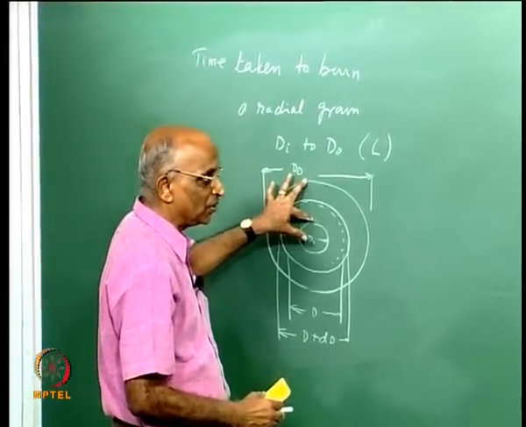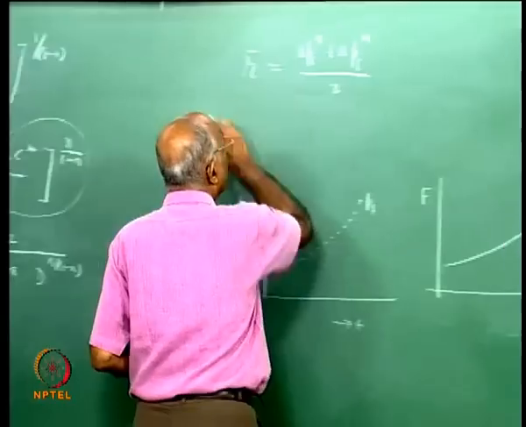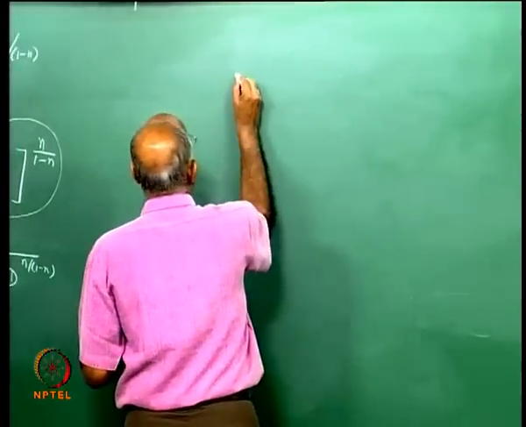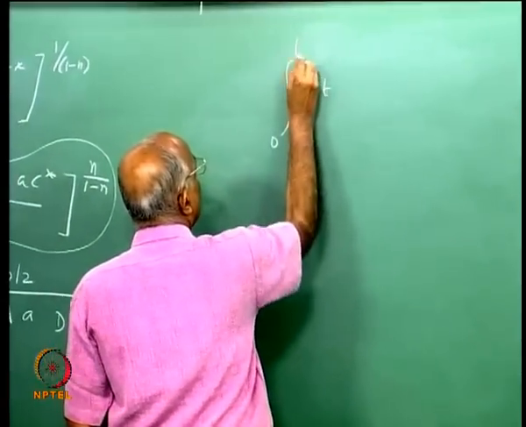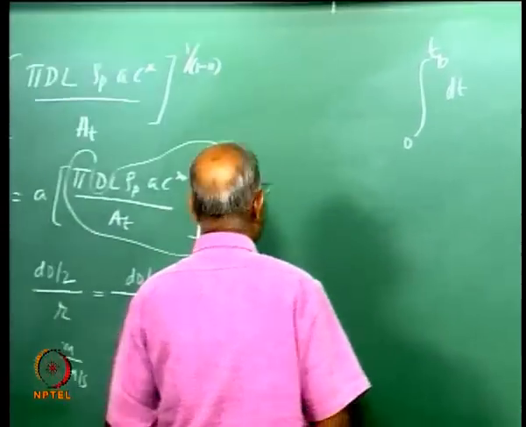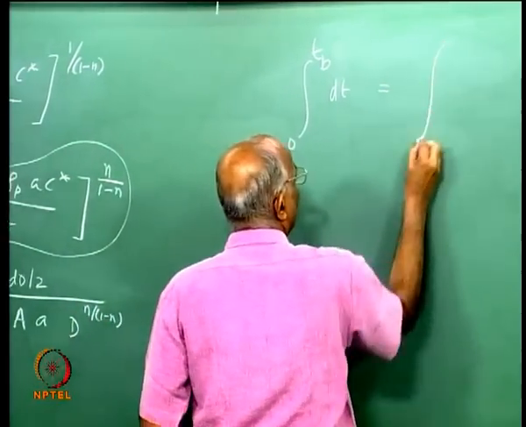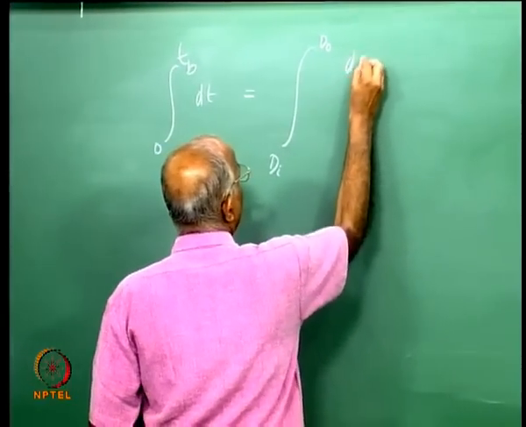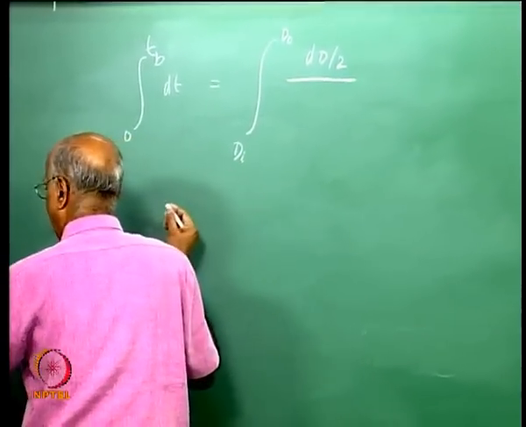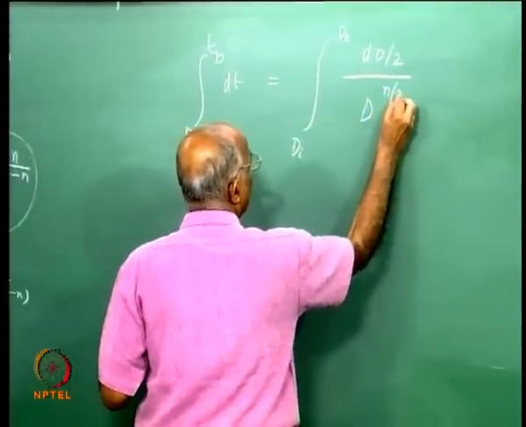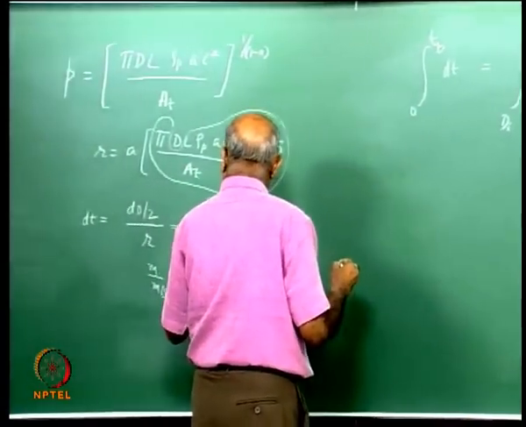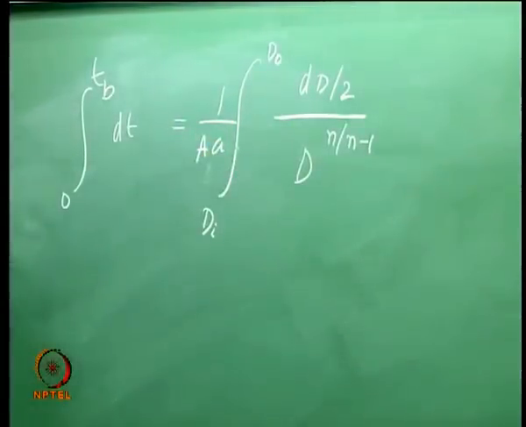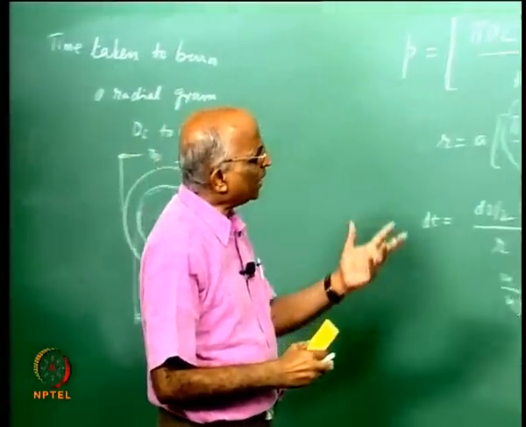Let us say the time taken to burn is tb, where small b denotes the burn time. Therefore, dt goes from the start to the end, which is the burn time. This must be equal to the integral as it goes from the initial diameter to the outer diameter, with the variation dd divided by 2 over d to the power n by n minus 1, and I can take a outside, so it is 1 by a into the integral, because these are all constants. All right. Now, what do I get on integration?